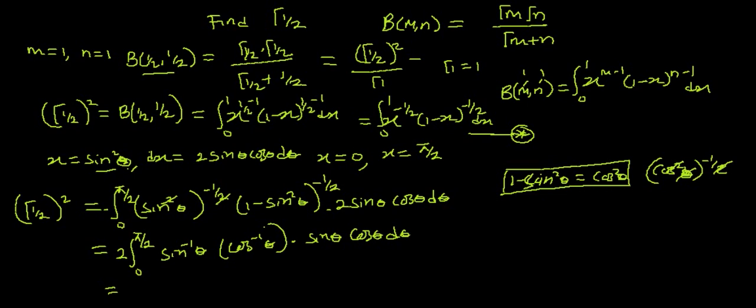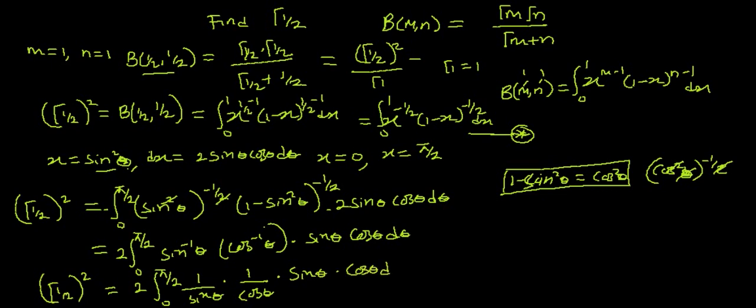So now let's solve this further. Now we're getting close to an answer. This is gamma 1 over 2 all squared. So this will give 2 integral from 0 to pi over 2 of 1 over sine theta, because sine inverse is also written like this, multiplying also 1 over cos theta multiplying sine theta multiplying cos theta d theta. So this cos can go with this cos here, this sine can go with this sine here. So you will now have gamma 1 over 2 all squared to be equal to 2 integral from 0 to pi over 2 of d theta. So you are just left with d theta here.